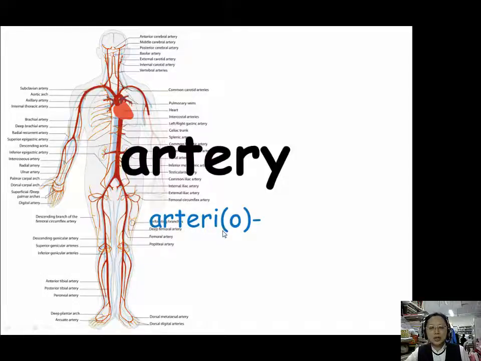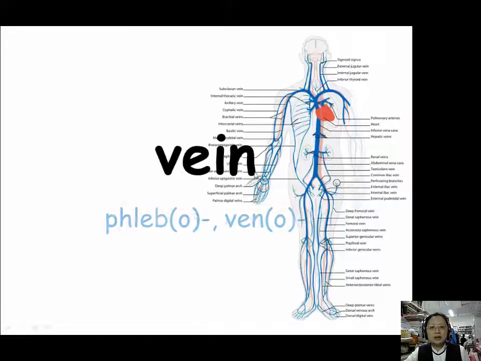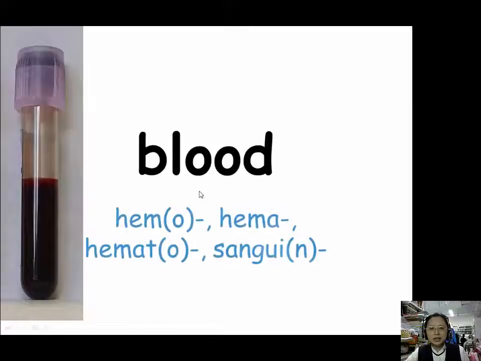A-R-T-E-R-I-O, arterio. For vein, we have two prefixes, phlebo, P-H-L-E-B-O, and veno, V-E-N-O. For blood, we have four prefixes, hemo, H-E-M-O, hema, H-E-M-A, hemato, H-E-M-A-T-O, and sanguine, S-A-N-G-U-I-N.